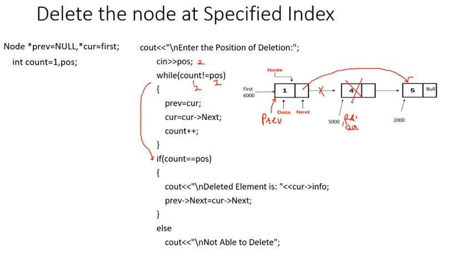Else, if this is not the case, control will go to the else part and it will display the message that deletion cannot be performed. So now we have seen all the three cases for the deletion. I hope you understood this deletion. Thank you.